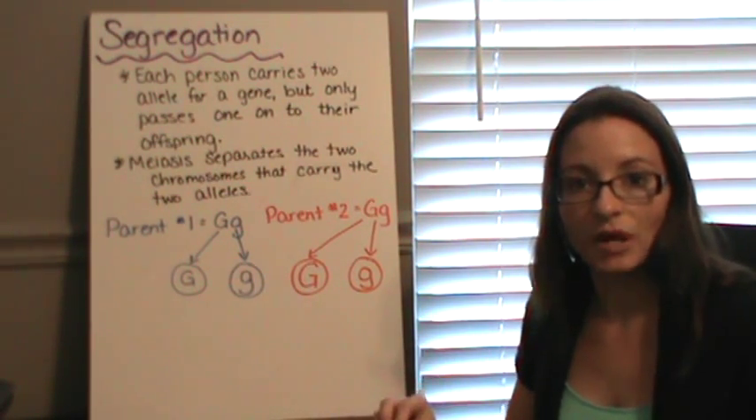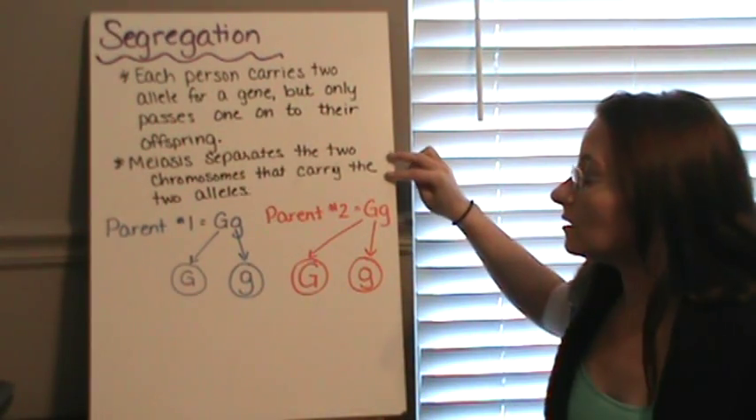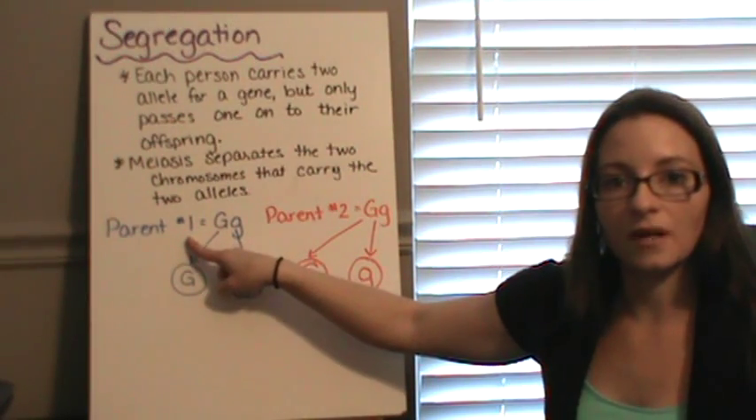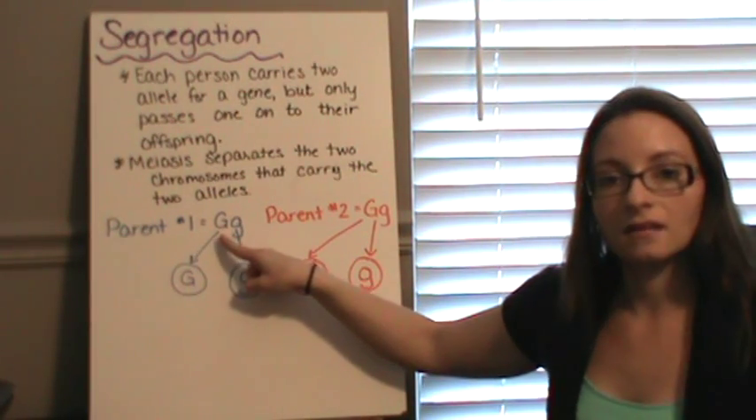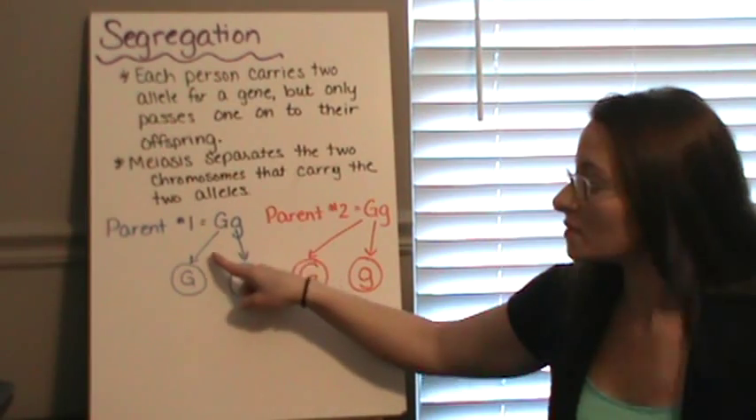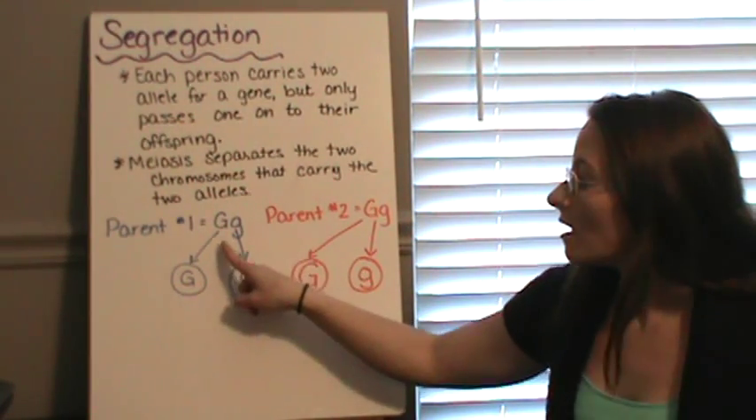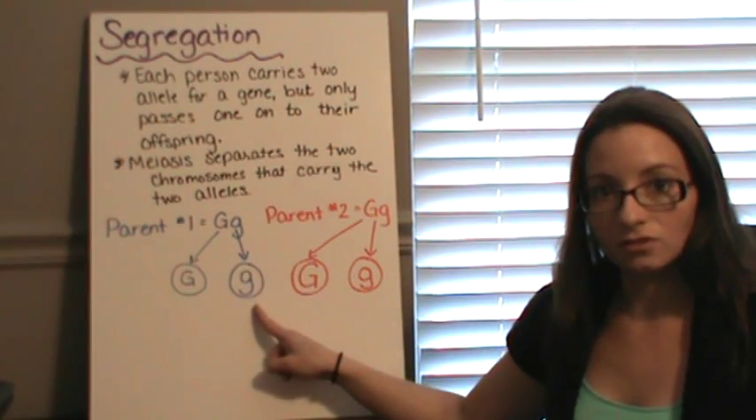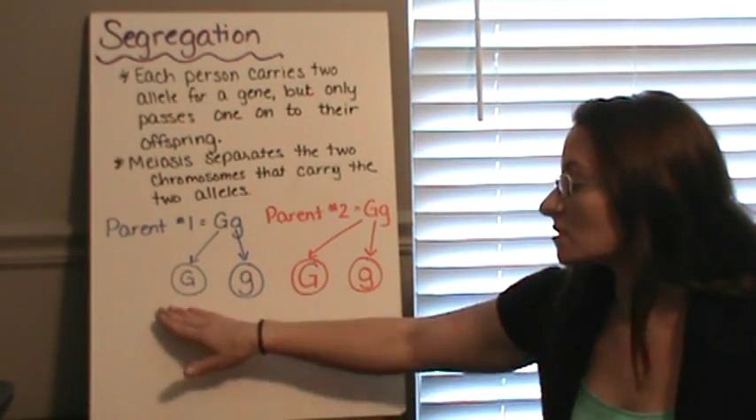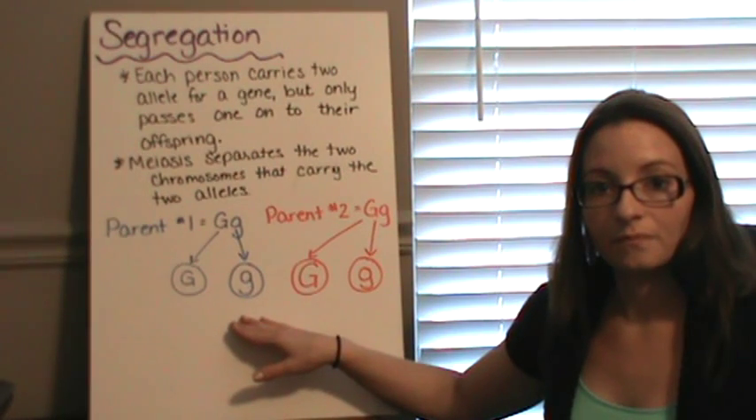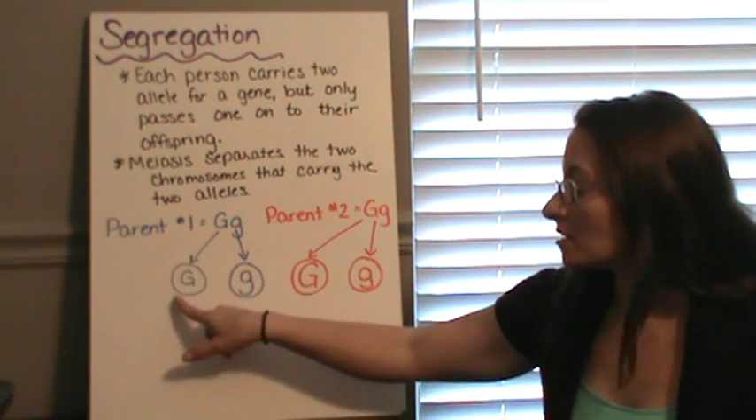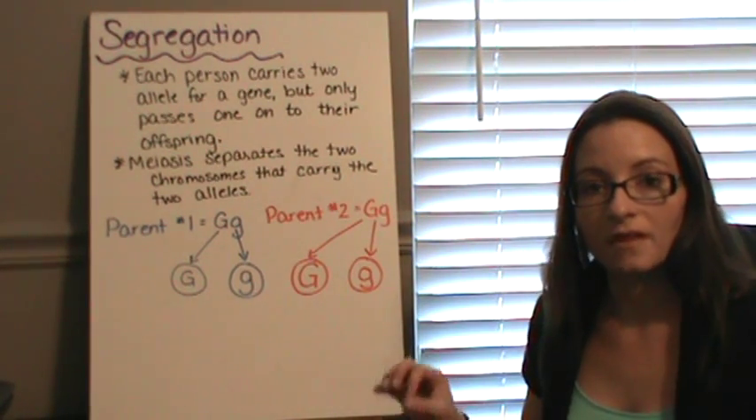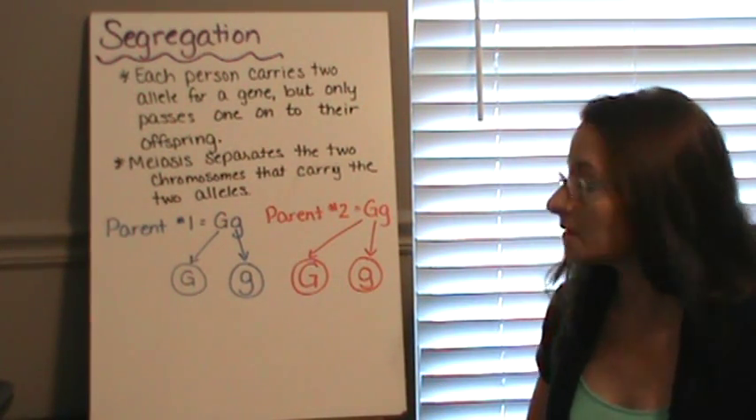Now, because of that, let's say parent number one has a heterozygous genotype, so big G, little g. It could pass on either the big G or the little g, but it's not going to pass on both. So this is parent number one, and these would be the reproductive cells of that parent number one for that single gene.